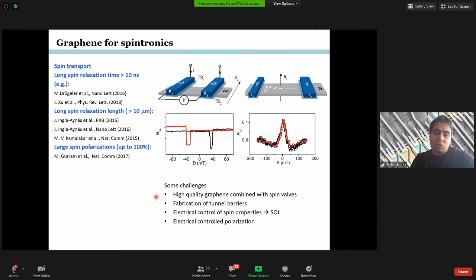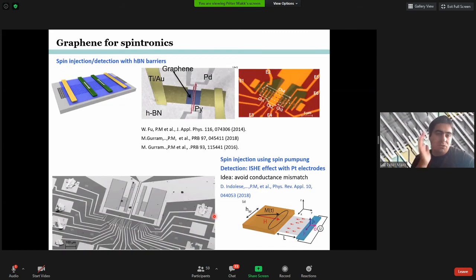Some challenges which some of us have been addressing in recent years are to combine high quality graphene with spin valves, to fabricate reliable tunnel barriers, to induce spin orbit interaction into graphene, or to control electrical spin polarization in these structures. Some of the works I just touch upon. For example, we investigated how boron nitride can be used as a tunnel barrier. Or, to avoid conductance mismatch, you can try to use dynamical spin pumping. So these are some works connected to the field.